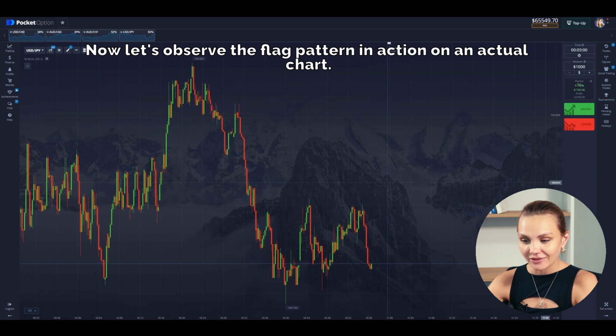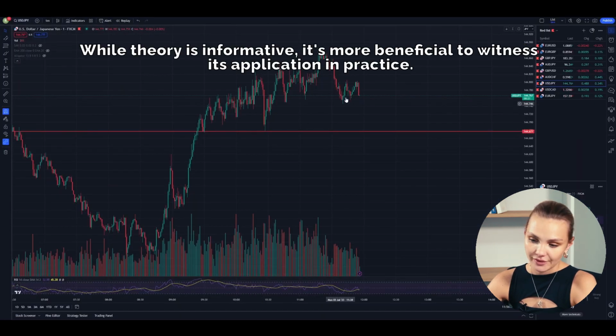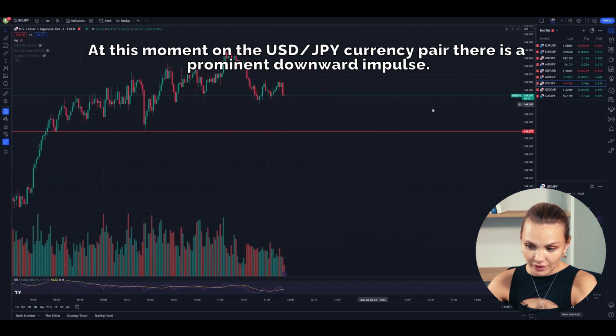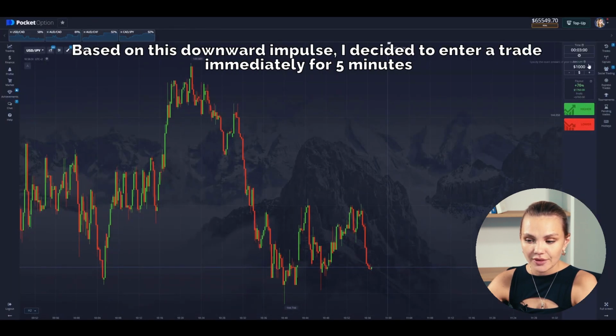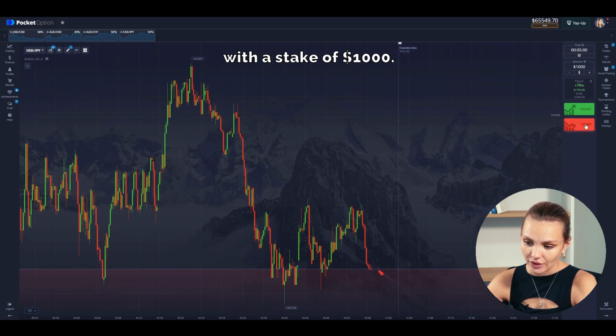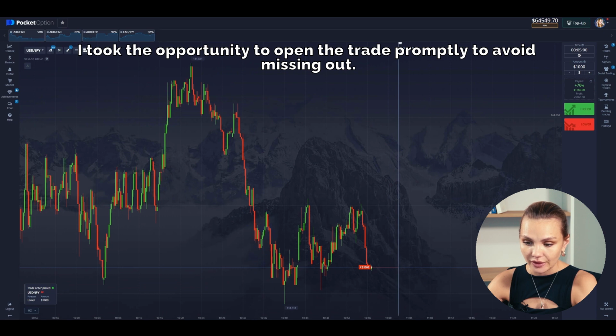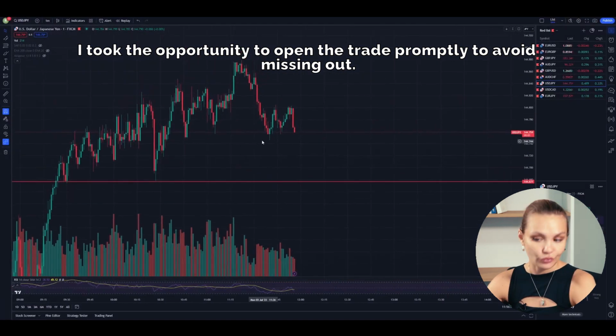Now, let's observe the flag pattern in action on an actual chart. While theory is informative, it's more beneficial to witness its application in practice. At this moment, on the USD and Japanese yen currency pair, there is a prominent downward impulse. Based on this downward impulse, I decided to enter a trade immediately for 5 minutes with a stake of $1,000. I opened the trade promptly to avoid missing out.